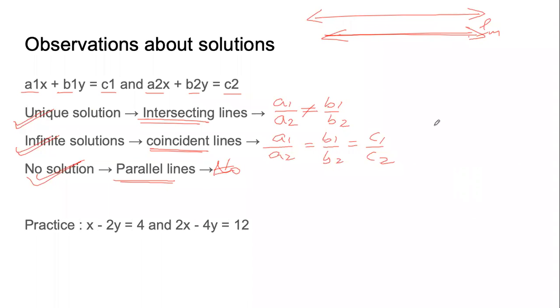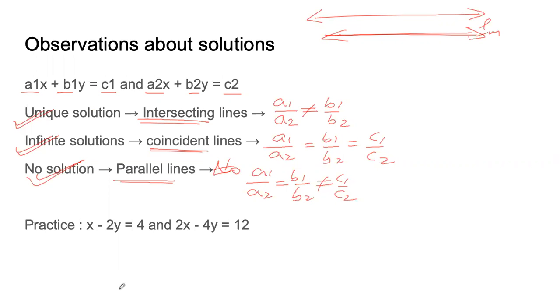Yes, Khadija, when the lines are intersecting, there is only one common point. So unique solution. When the lines are coincident, there are infinite number of common points. So infinite number of solutions. And when the lines are parallel, there are no common points. So no solution. And how do we find it algebraically? If the condition is A1 by A2 equal to B1 by B2, but not equal to C1 by C2, then we will have a situation of parallel lines.